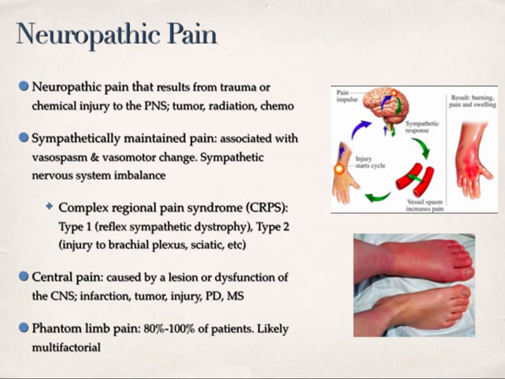Central pain can cause neuropathic pain, like I mentioned before: a tumor, an infarct, unfortunately, such as a stroke, Parkinson's disease. MS is another one that can cause central pain. Phantom limb pain, I'm sure you've heard about it, but it's relatively common. It's usually multifactorial, so there are probably other factors integrated with this as well. But these are just examples of neuropathic pain.